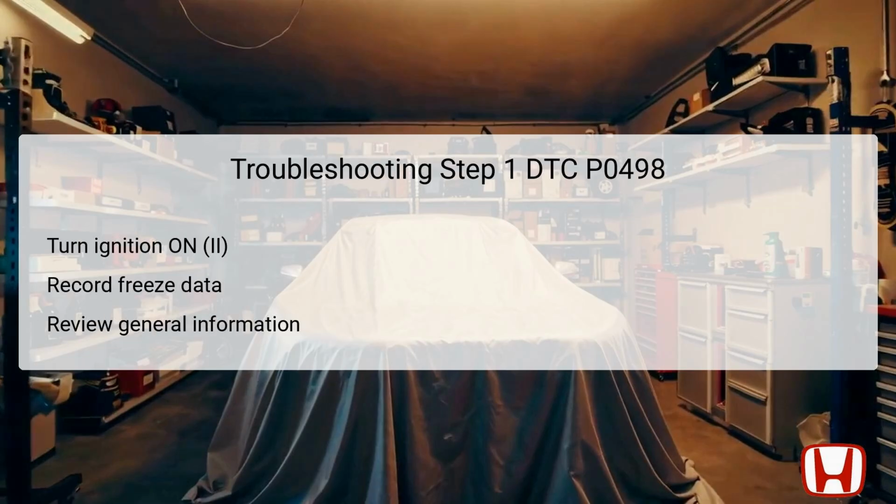The first step in troubleshooting DTC P0498 involves turning the ignition switch to the on position, which activates the vehicle's electrical systems without starting the engine. At this point, it is crucial to record any freeze data and onboard snapshots available in the vehicle's diagnostic system. Freeze data helps technicians understand the conditions at the time when the error code was triggered, while onboard snapshots provide additional context to the error.